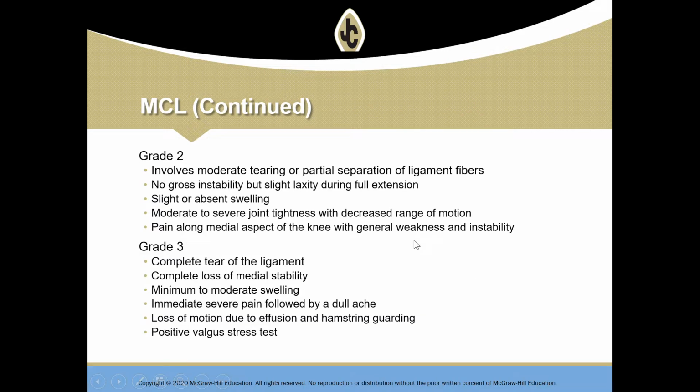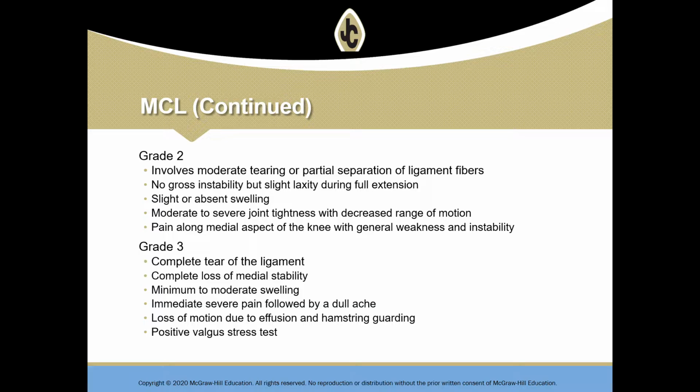Grade 2 usually involves moderate tearing or partial separation of the fibers. So this is where we're going to have a little more separation. There's no gross instability, meaning there's not a lot of instability, but there's going to be a little extra movement when you test this ligament. A little more swelling now, more tightness and stiffness. And then again, some pain along the inside of the knee and just general weakness and instability.